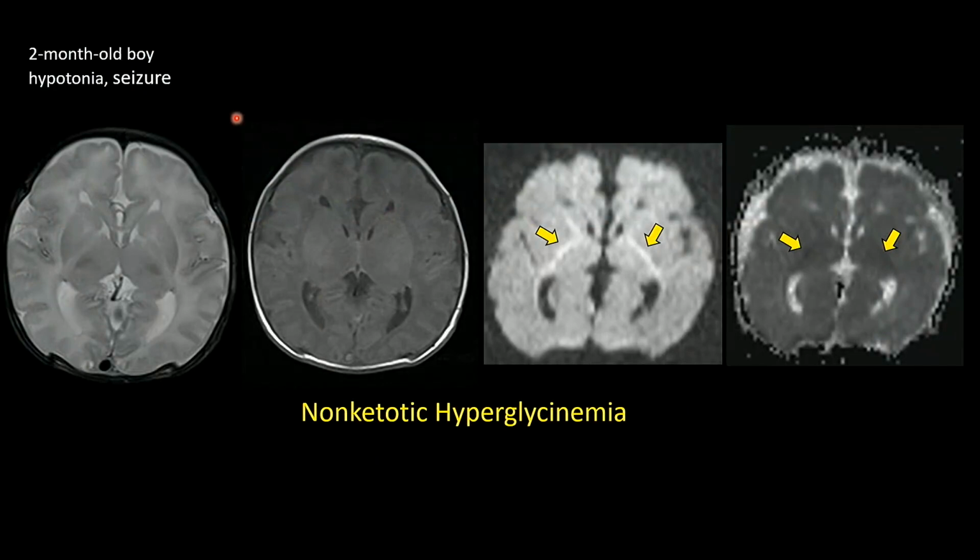This is a 2-month-old boy with hypotonia and seizure. On T2 weighted imaging and T1 weighted imaging, we cannot see the normal myelination of the internal capsule posterior limb. On DWI, we can see diffusion restriction along the internal capsule. So these are the typical features of non-ketotic hyperglycinemia.